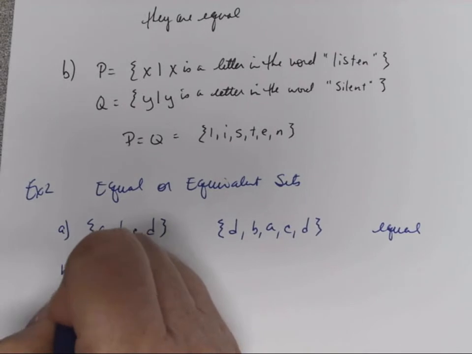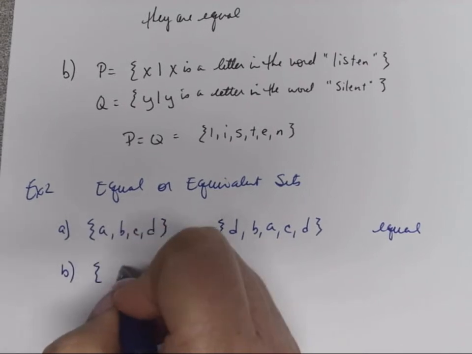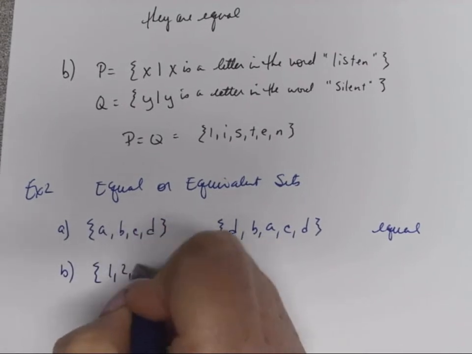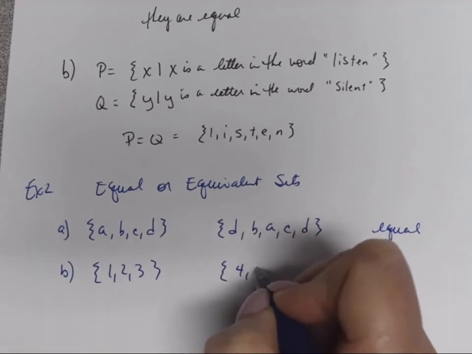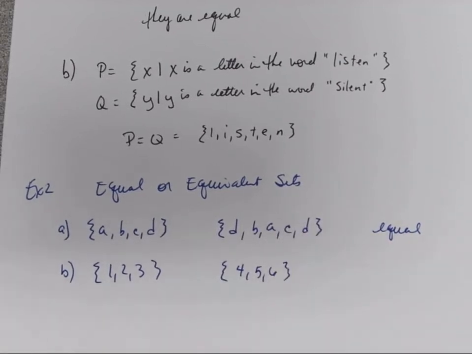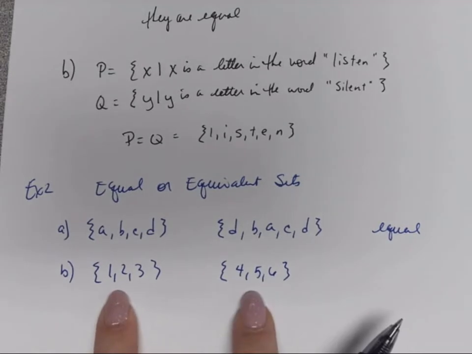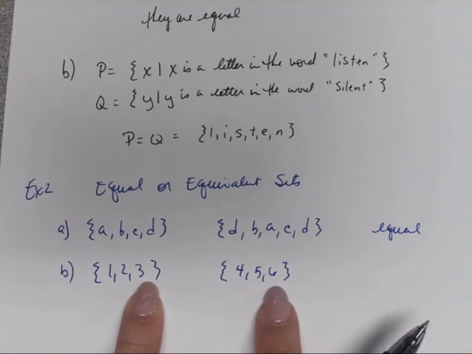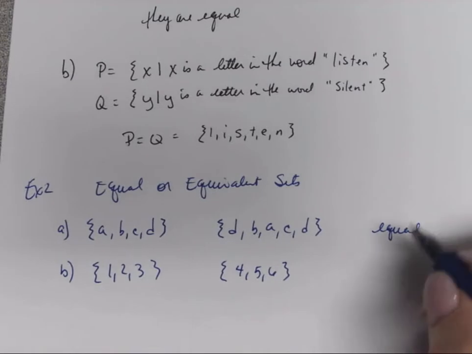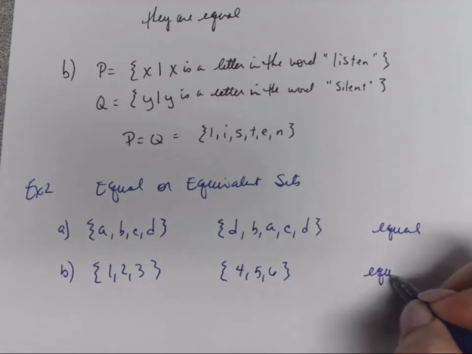If we look at part B, we have the set of 1, 2, and 3, and we have the set of 4, 5, and 6. Now, they are not equal because they have different elements, but this has 3 elements, this has 3 elements. So the number of elements is the same, so we call this equivalent.